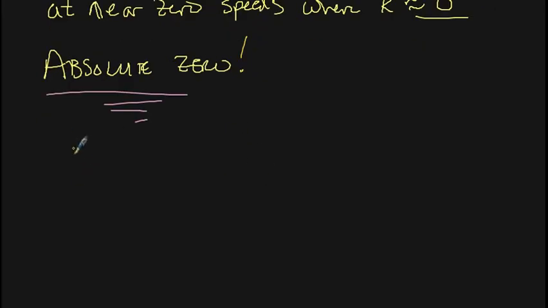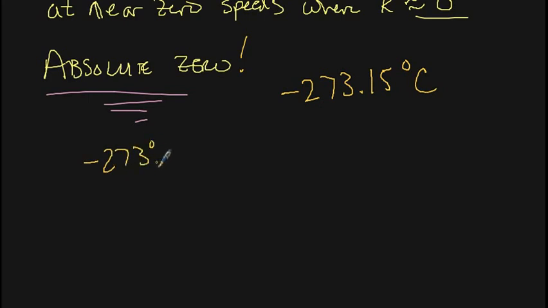Now, the Kelvin scale is based strictly on the Celsius scale, and here's how it works. Absolute zero has been found to be negative 273.15 degrees Celsius. But if we reset this and say this negative 273 degrees Celsius is now 0 Kelvin, get it?